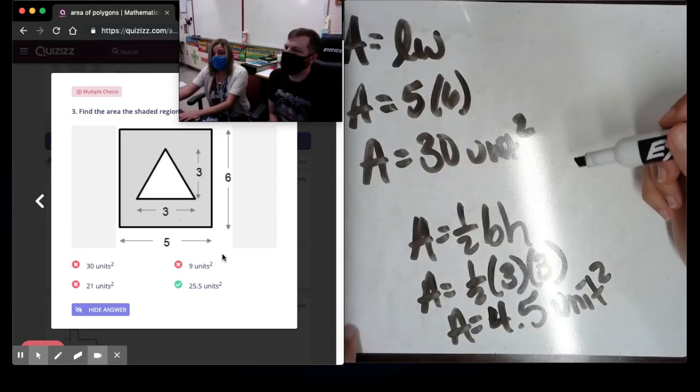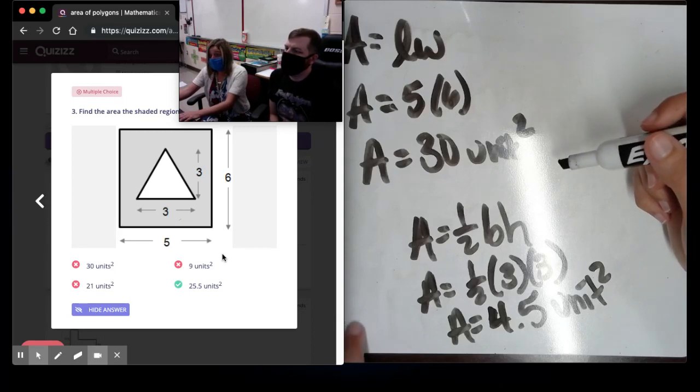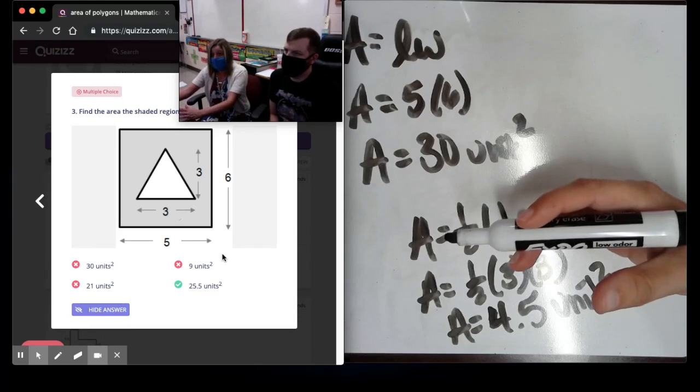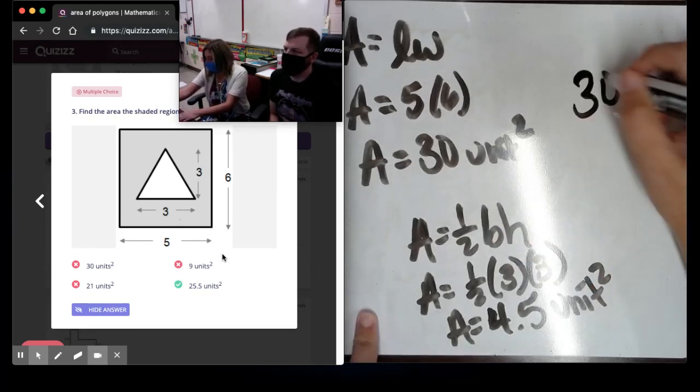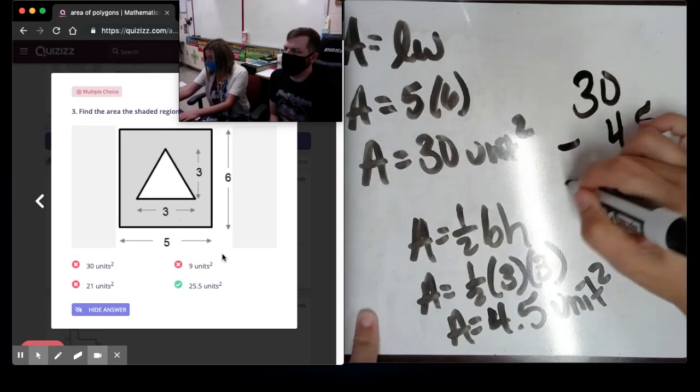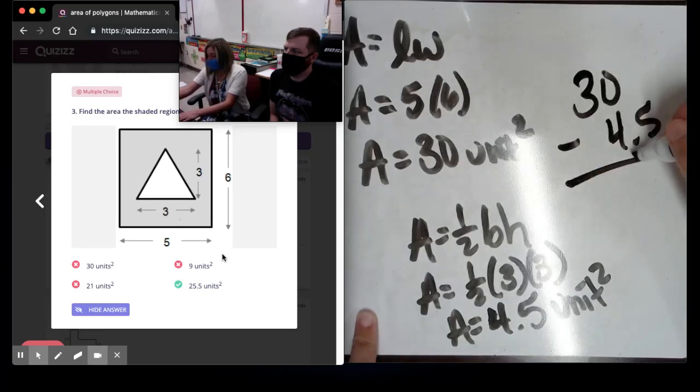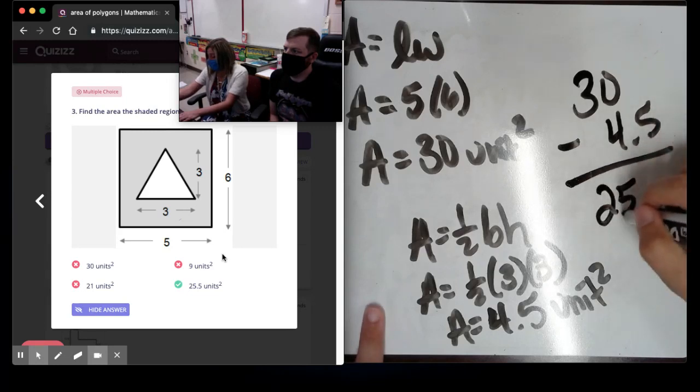Exactly. And now I want to find the area of the shaded region. That doesn't mean I'm adding them to see how much they are together. It's to see how much they are different. So I need to do 30 minus 4.5. And I know that 30 minus 4 is 26. Minus half of that would be 25.5 units squared. Good.